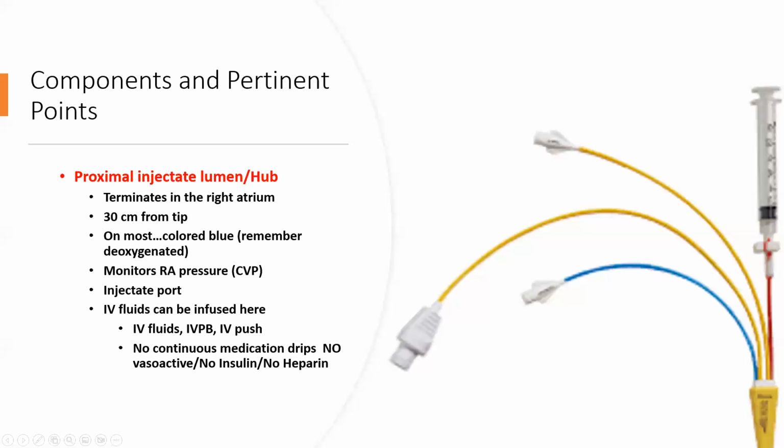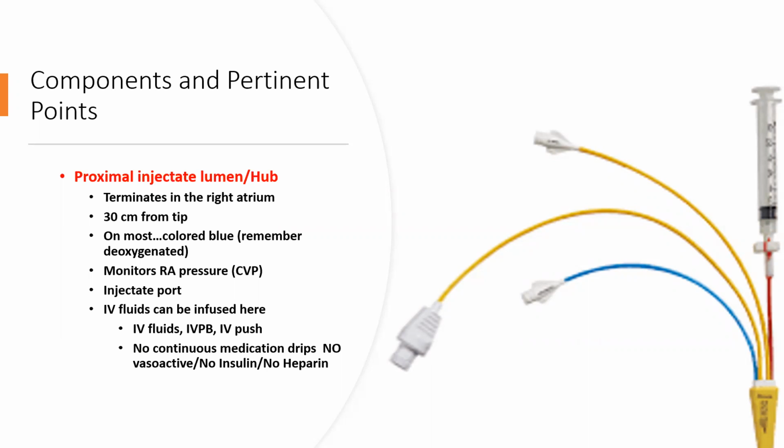The other ports that are going to be present include your proximal injectate lumen or hub. This is the blue lumen, also known as the CVP port.